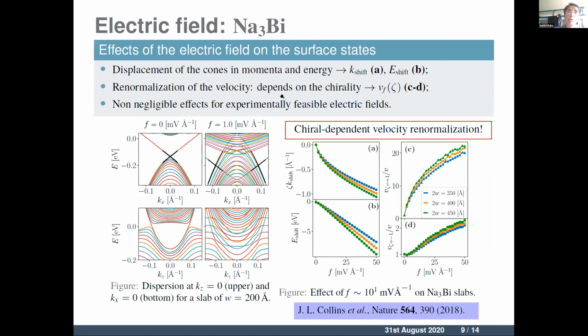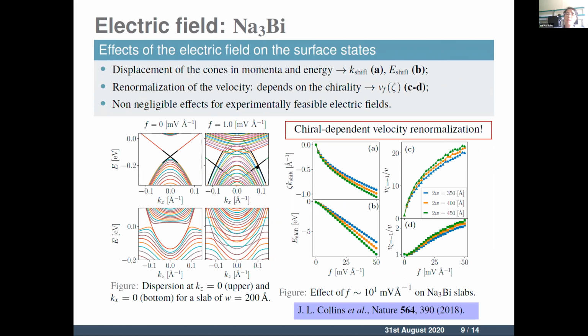Now, if we move to sodium bismuthide, we found that the former results are reproduced along with new features due to the particle-hole asymmetry and the chiral-dependent decay of the states. The particle-hole asymmetry leads to a displacement of the cones, not only in momentum but also in energy, as you can see here in these bands. And most importantly, the dependence on the chirality of the states leads to a chiral-dependent renormalization of the velocity, as you can see here. The two branches have very different slopes.